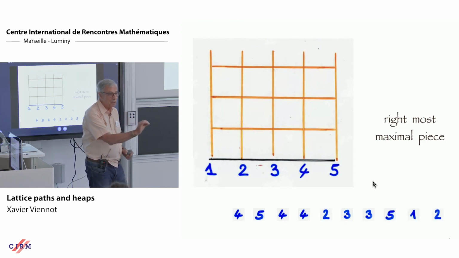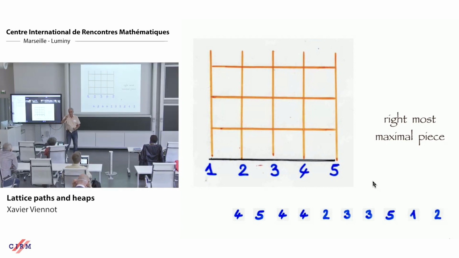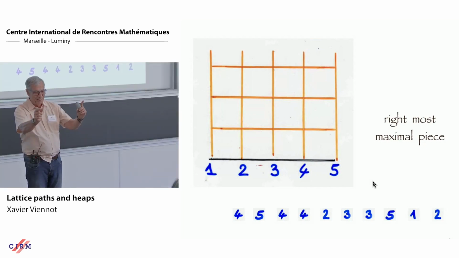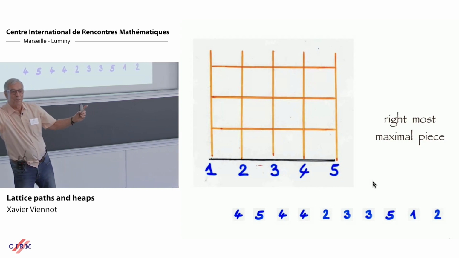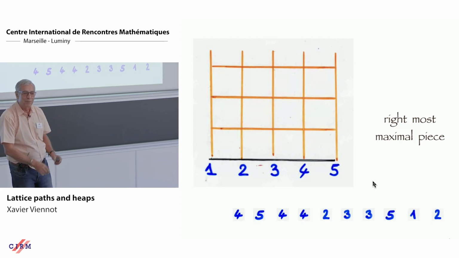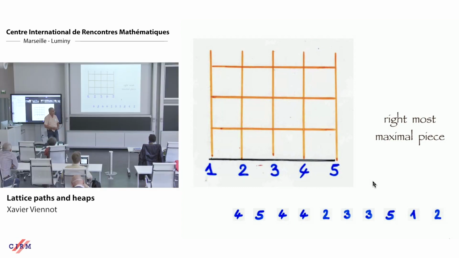And because each time you take the rightmost maximal piece, it's going to give you an alternating sequence. If you take a segment like this, you take the left extremity and then increasing, and if you take the rightmost, the next one will be a little on the left, because if there was another one on the right, it would not have been the rightmost maximal piece. So you get really an alternating sequence. Like this.